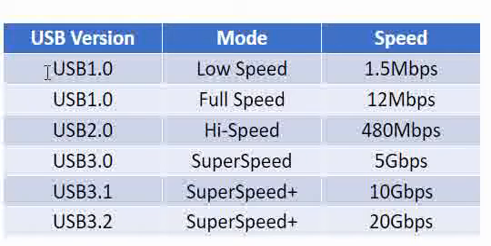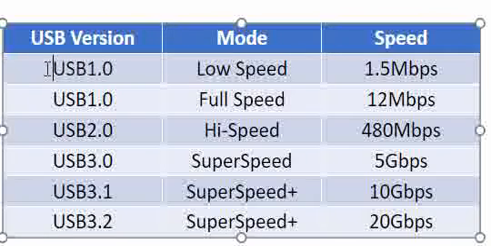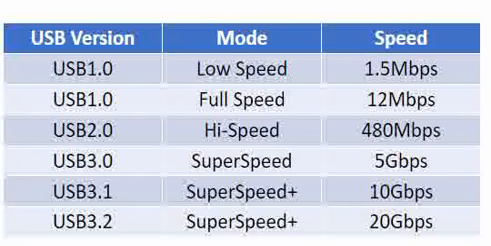So USB 1.0, which actually is the first generation of USB, has two modes. One is low speed and full speed. So the low speed has a maximum signaling rate or speed of up to 1.5 Mbps, whereas full speed has a speed of up to 12 Mbps.